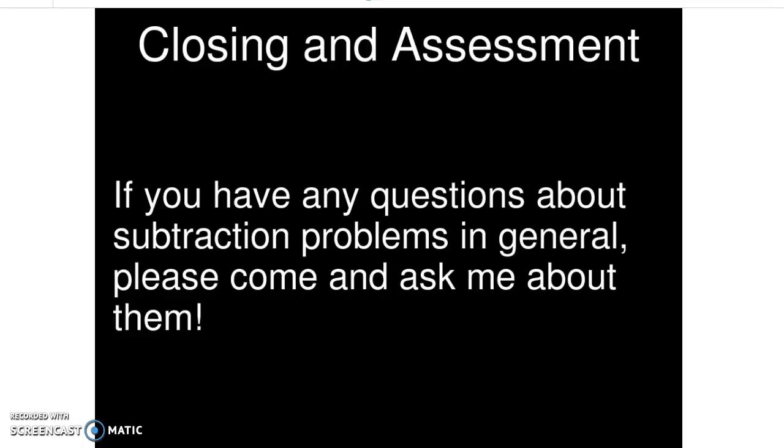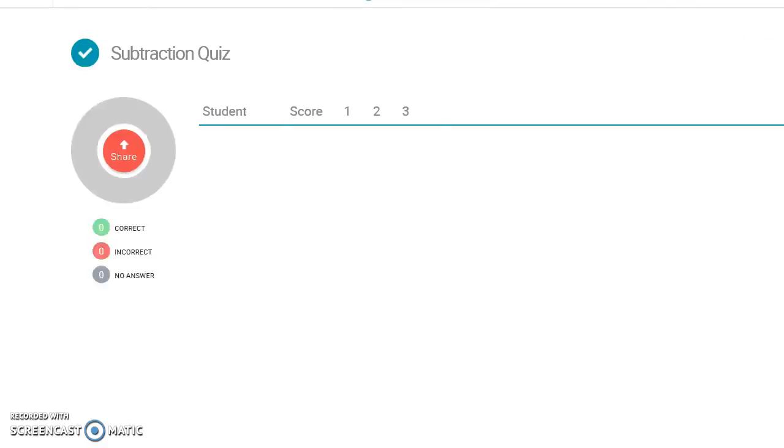For the closing and assessment, I would tell them that if they had any questions about subtraction problems or if they were struggling, they could always come and see me, and that I would be more than willing to help them with any area.